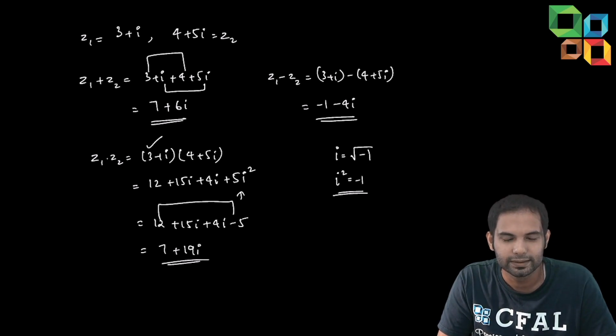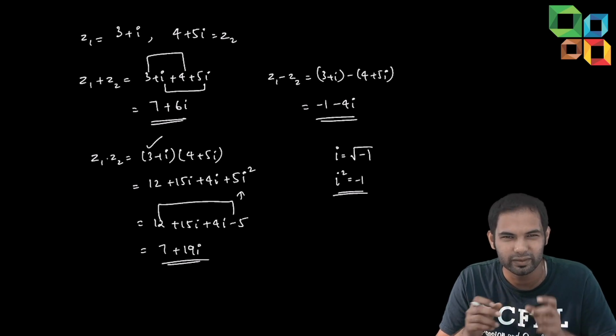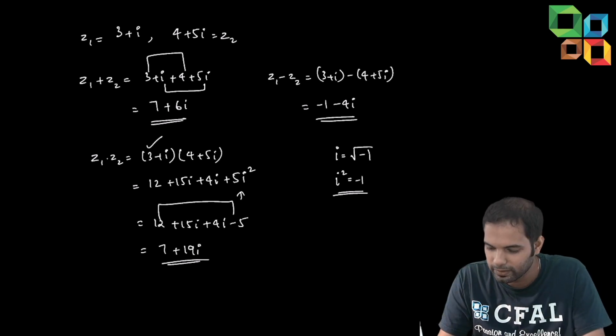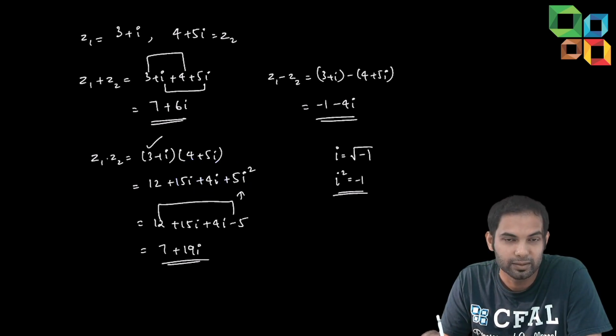Not so difficult. Multiplication is similar to what we do in algebra for real numbers, x plus y into a plus b. We just multiply them individually. The only difference is we come across complex or imaginary numbers where we have to take care of the powers.